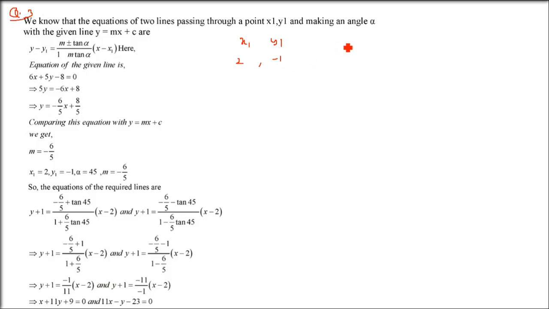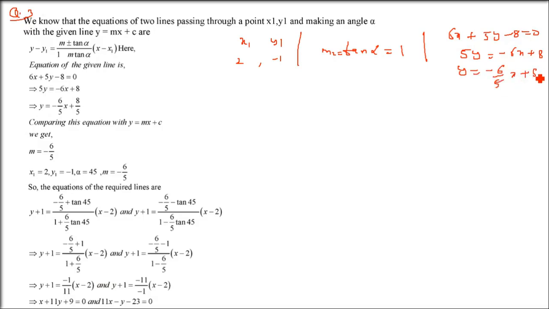Making an angle of 45 degrees, so you have alpha, tan 45 degrees. It's known to us. Tan alpha, that is tan 45 degrees, is 1. And then we have the equation as 6x plus 5y minus 8 equals 0. So let me write it. The third important thing for the equation to be formed is 6x plus 5y minus 8. Take 5y here, take the other side here, that is minus 6x plus 8, divide both sides by 5, y equals minus 6 by 5 x plus 8 by 5. So now m is minus 6 by 5, the coefficient of x. In place of m, we are going to put minus 6 by 5.